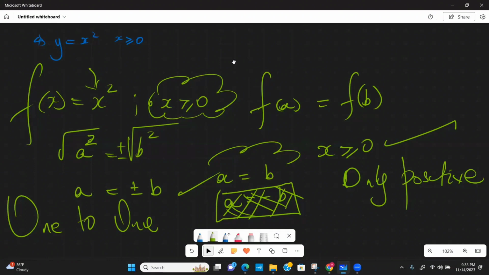Look out for the next video here on pre-calculus, as we will be looking at the horizontal line test. How is the horizontal line test going to help us determine a one-to-one function?